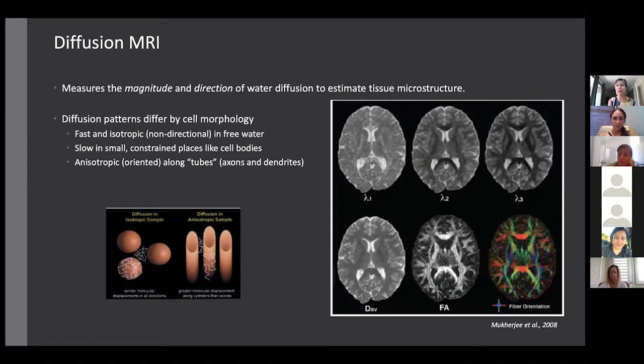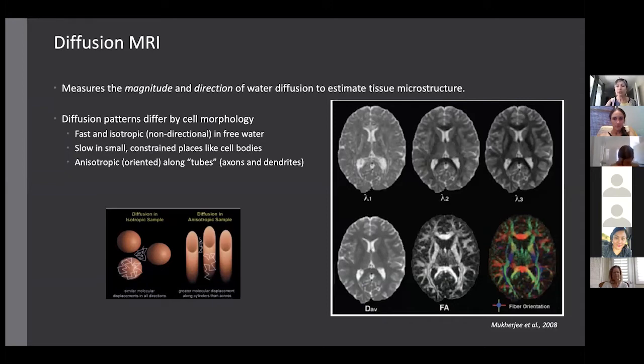Furthermore, within long cylindrical spaces like axons and dendrites, that restricted diffusion will occur primarily along the axis of the axon or dendrite. So basically, we are enabled to infer tissue microstructure from these diffusion patterns. Now, there are various forms of diffusion MRI out there. As I mentioned, DTI is the most common.